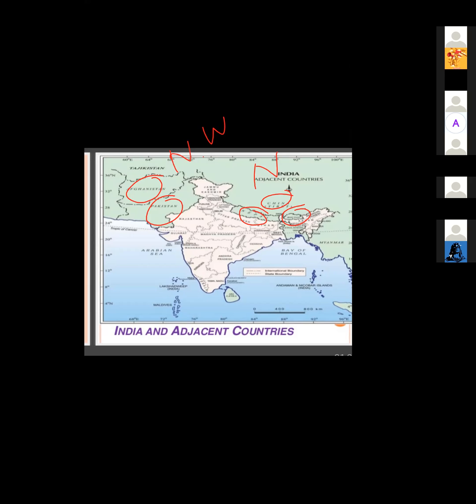Next one is east, Myanmar and Bangladesh. Bangladesh is here, Myanmar. So it is the east side. Then we have the south, Sri Lanka and Maldives. South side, Sri Lanka and Maldives.